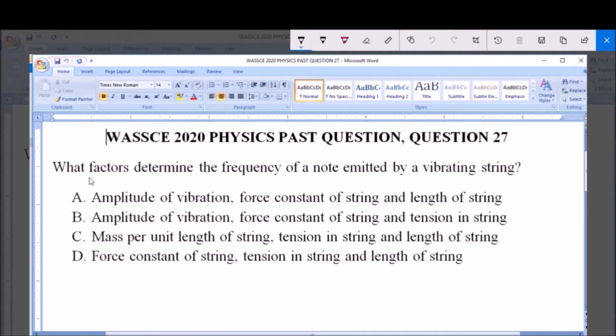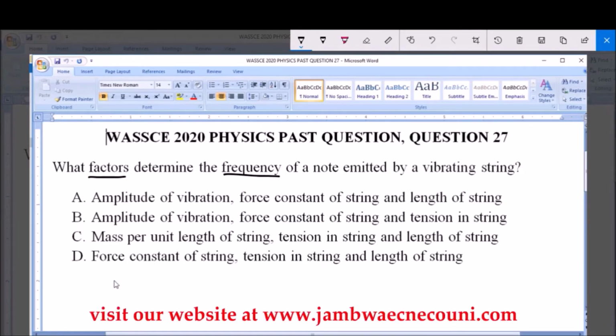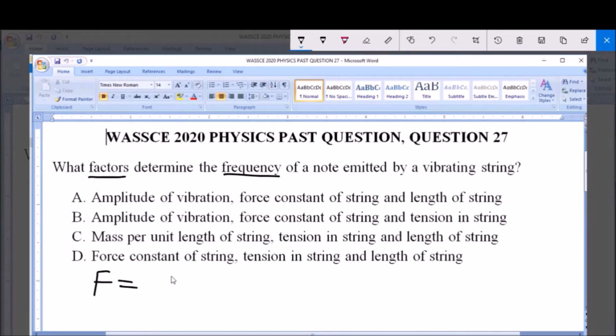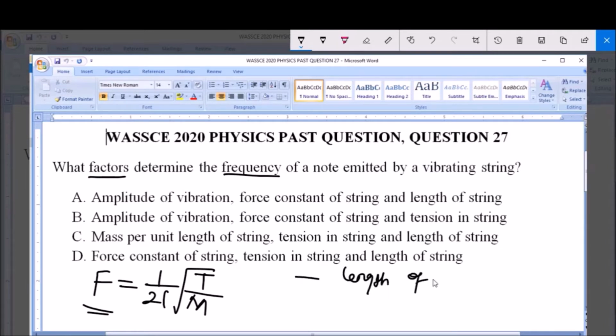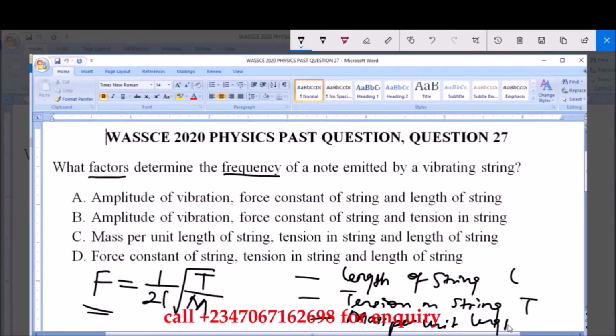So the question says, what factors determine the frequency of a note emitted by a vibrating string? Now, the frequency of a note emitted by a vibrating string, f, is given as 1 all over 2L, that's 2 times length, multiplied by the square root of the tension in the string all over the mass per unit length. This is the formula for finding the frequency of a note emitted by a vibrating string. From here, you will see that this frequency depends on, one, the length of the string, two, the tension in the string, which is T, and also the mass per unit length, which is M. The length of the string is L.